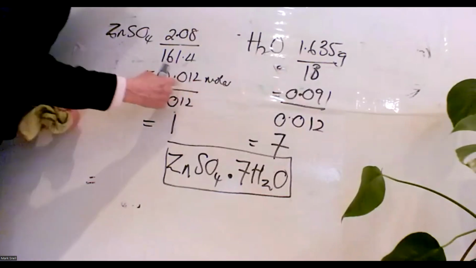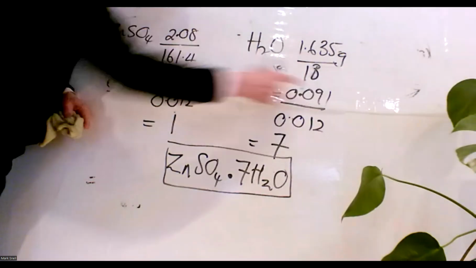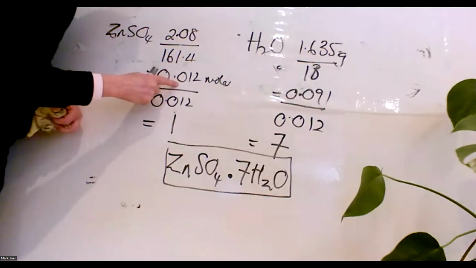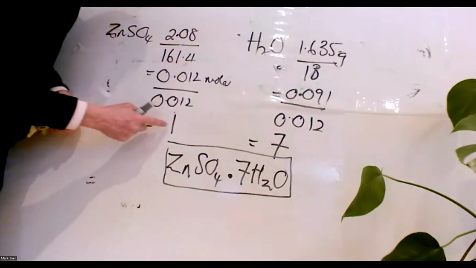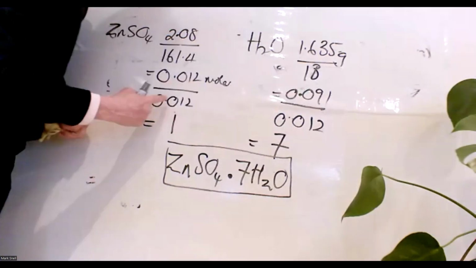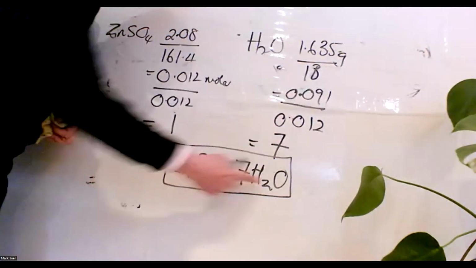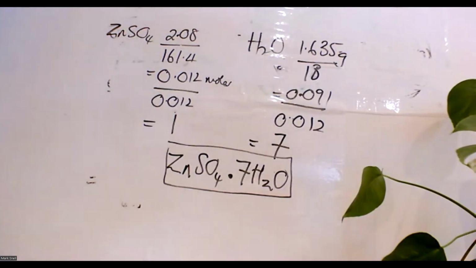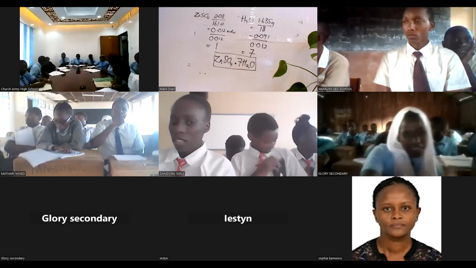Then to find the ratio, I divide both of these number of moles by the smallest one of them. This is smaller. So this divided by itself is 1. That divided by this number is 7. And so it's 7H2O. That's quite a hard question. Let me just remove that, go to my other camera.